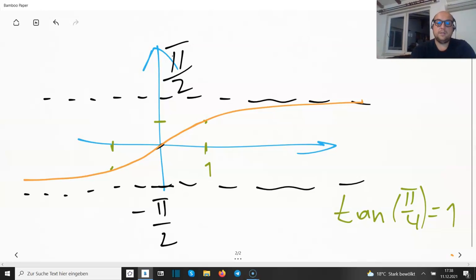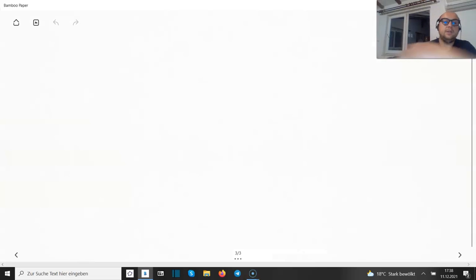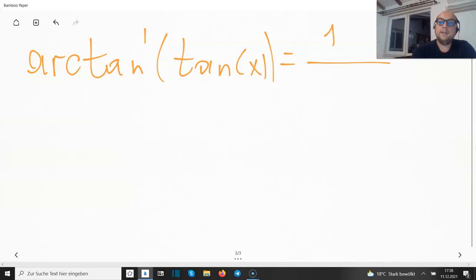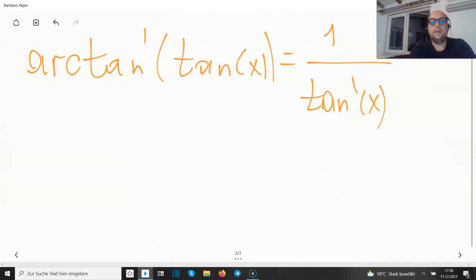So what is the derivative of the Arcus tangent? So Arcus tangent prime at tangent of x is equal to 1 divided over tangent prime of x, right? So this is the way it's supposed to be working.